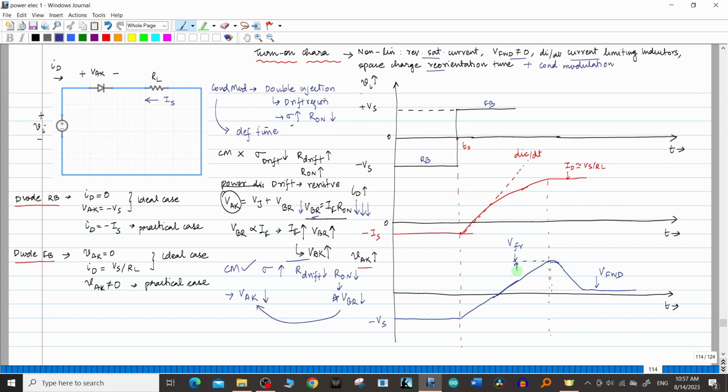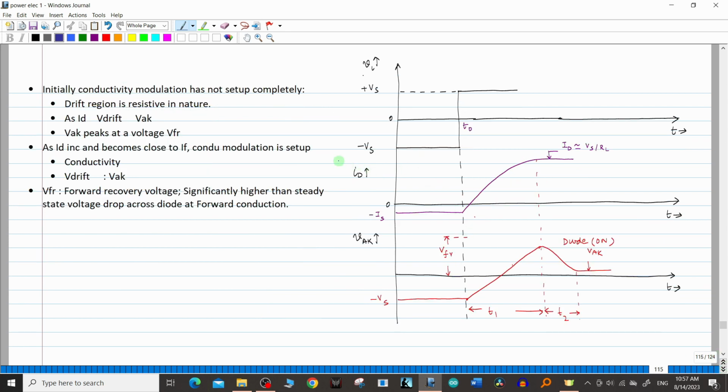And this voltage peak that you see is called forward recovery voltage. So that's a very interesting point of this graph. I have written some notes here. You can take a screenshot if you want. So initially, conductivity modulation has not set up completely, so the drift region is resistive in nature. As ID increases, V drift increases, or VAK increases, right? And VAK peaks at a voltage VFR. This is the peak voltage VFR.